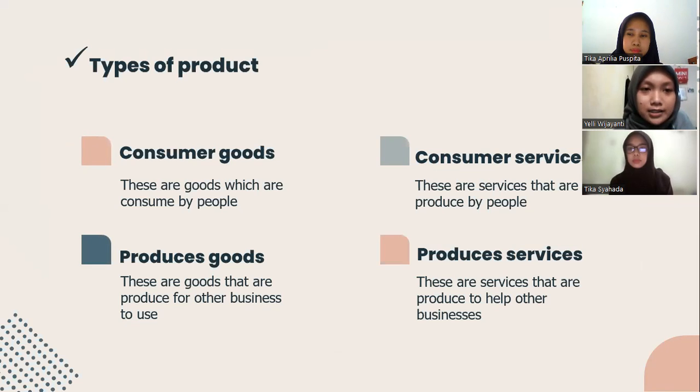The next one is types of product. The first one is consumer goods. These are goods which are consumed by people, for example, food and cleaning materials. And the second one is producer goods. These are goods that are produced for other businesses to use, for example, lorries, machinery, and computers, and components. And then consumer services. These are services that are produced for people, such as repairing cars, hairdressing, and education.